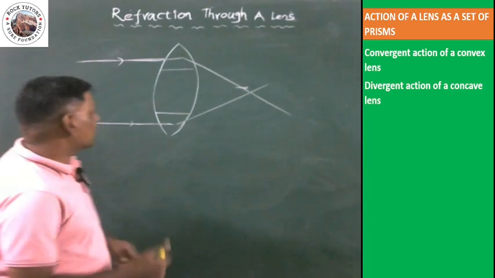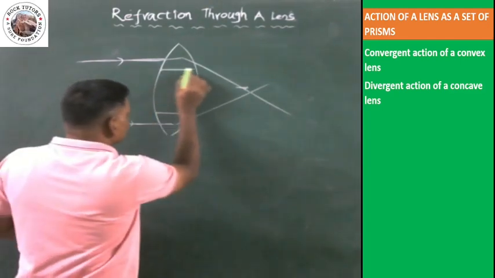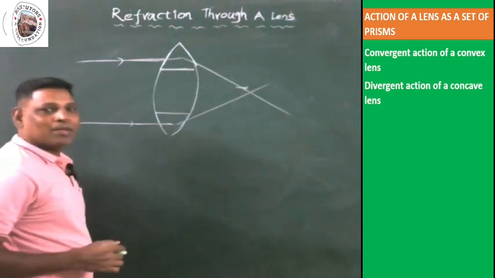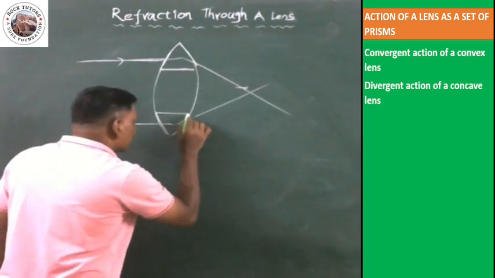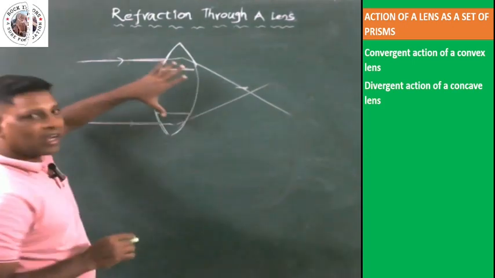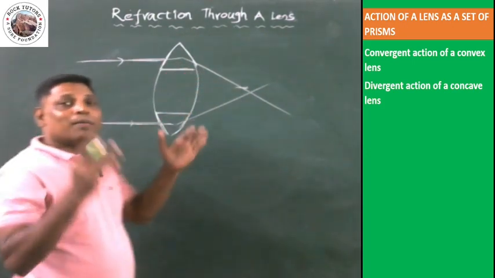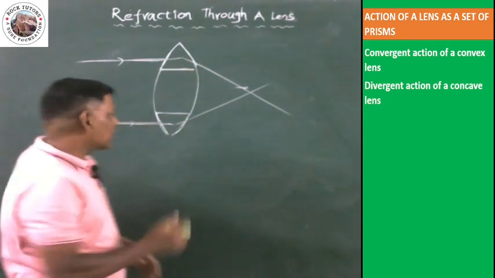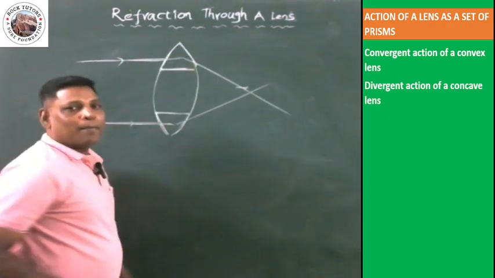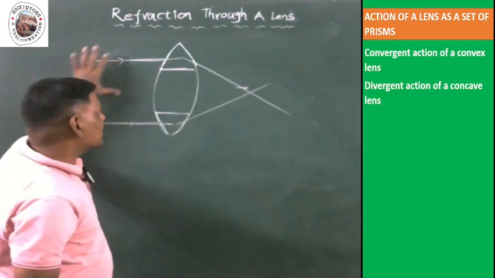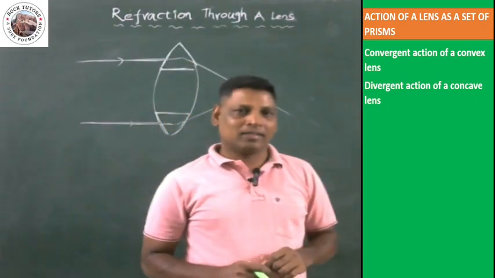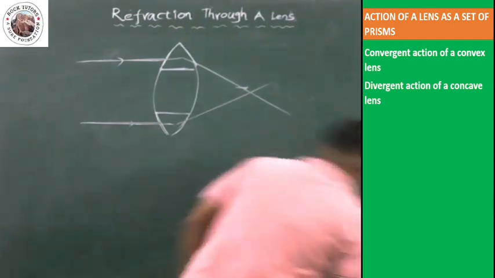Why is it converging? See here, this is the reason. The top portion behaves like a prism and the bottom portion also behaves like a prism. In the prism, we observe that the light after refraction bends towards the base. So here this base is here, and this base is here. That's why these rays are bending and coming like this. That's why this lens is called a converging lens. So what is the divergent action?